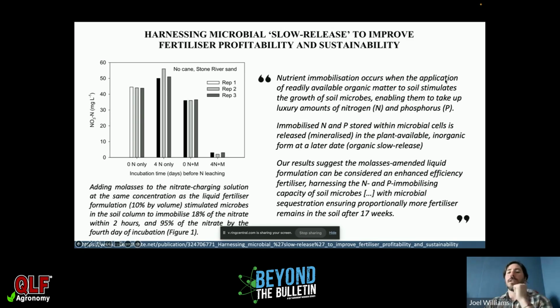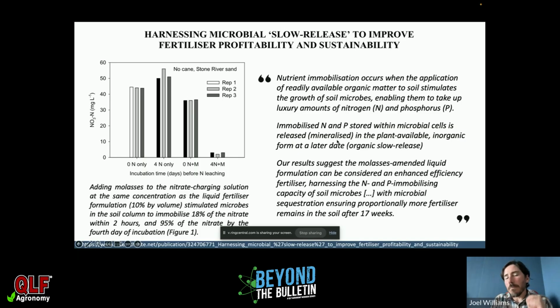Nutrient immobilization occurs when the application of readily available organic materials to the soil stimulates the growth of soil microbes, enabling them to take up luxury amounts of nitrogen and phosphorus from that soil environment. That immobilized nitrogen and phosphorus, because it's taken up into the bodies of the biology, is stored within microbial cells and is released or mineralized in the plant available inorganic form at a later date, essentially creating a slow release.